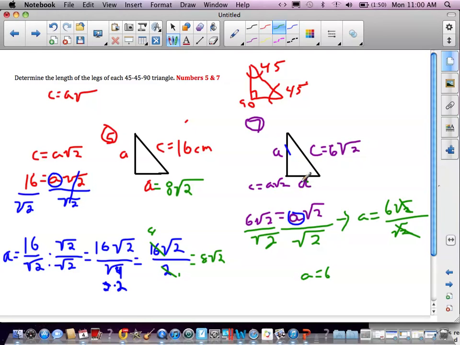So in my triangle, A is going to equal 6. And that completes number 7 on Skills Practice 4.3 of your Carnegie. Try now to do number 8, and if you have any more questions, let me know in class.